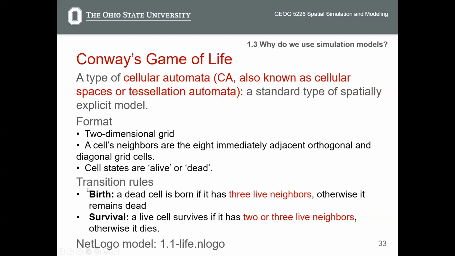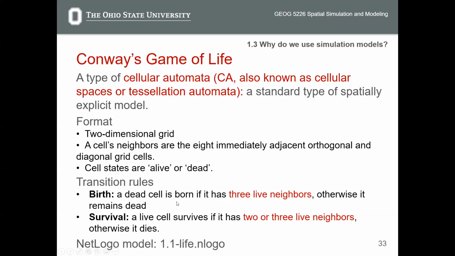Okay, there are also transition rules. Birth: a dead cell is born if it has 3 alive neighbors, otherwise it remains dead. Okay, this rule is strict. Okay, survival is also strict. A live cell survives if it has 2 or 3 live neighbors, otherwise it dies. So very simple rules: birth and survival. Okay, a dead cell is born if it has 3 live neighbors.